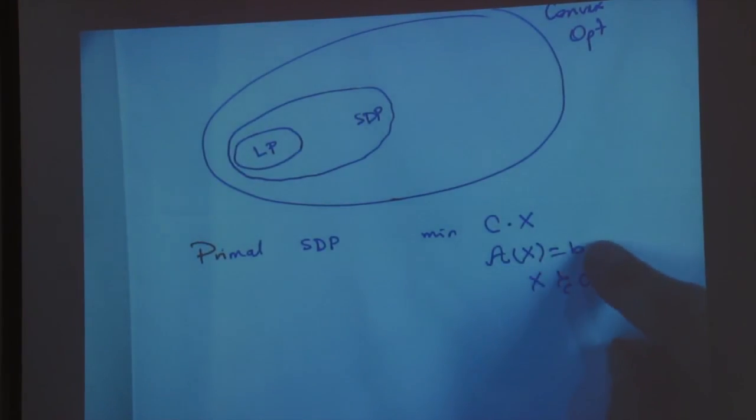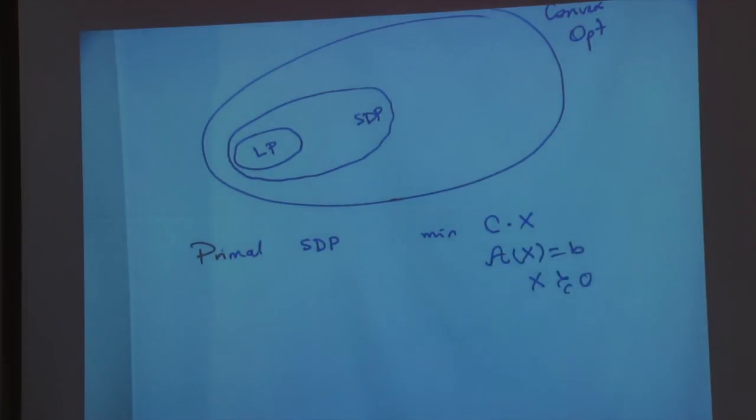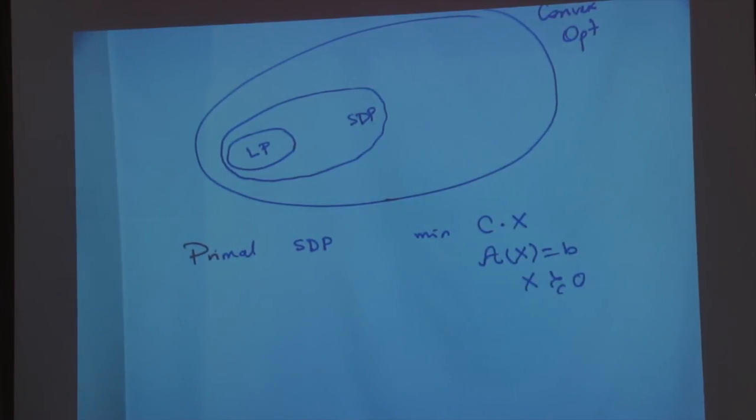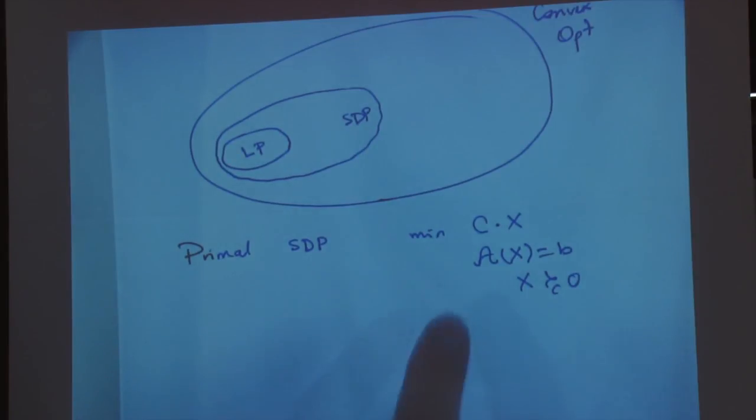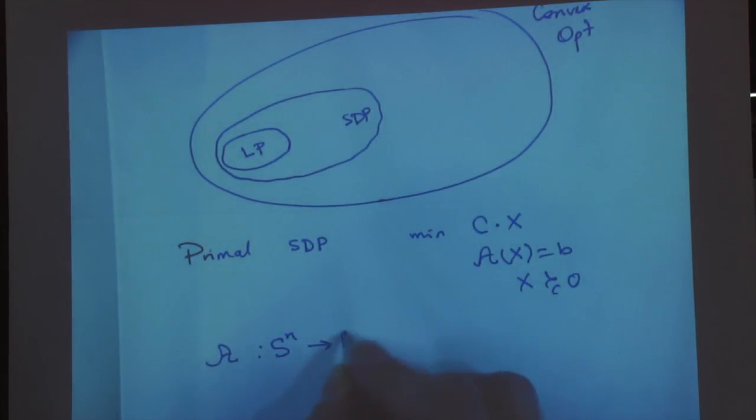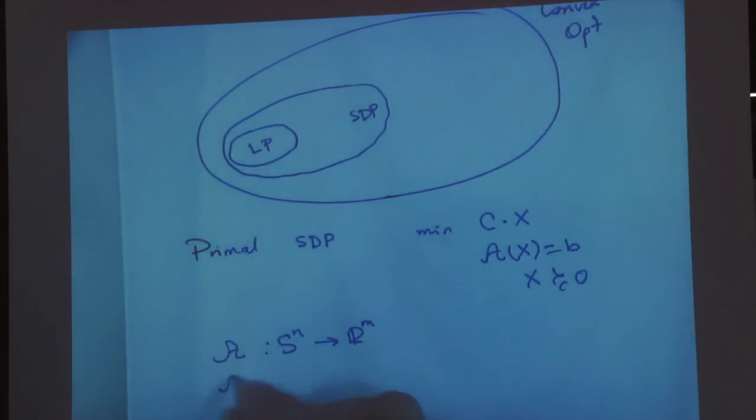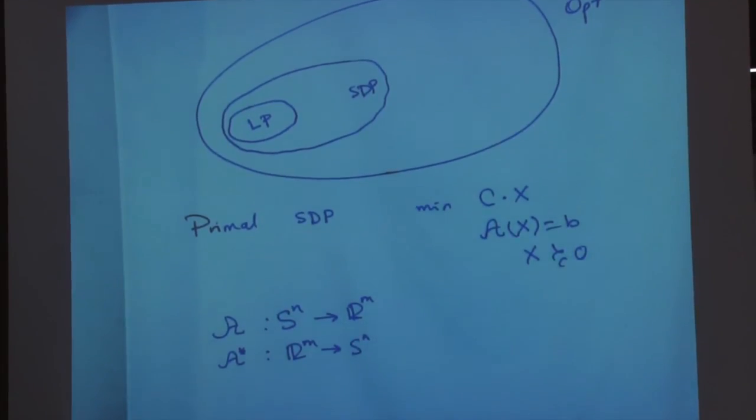Then the dual is a very similar kind of template as with linear programming. What defines my constraints in the primal now defines the objective in the dual. And what defined the objective in the primal now defines the constraints in the dual. And this A is a linear map that goes from Sn to Rm. So we need something that would be like the transpose of A. That's what is called the adjoint of A. So A star goes from Rm to Sn.